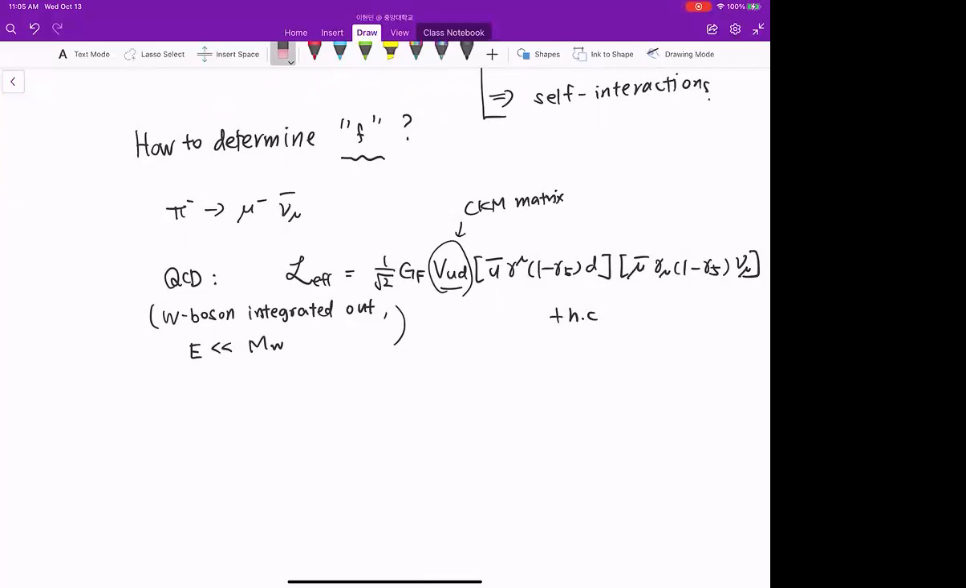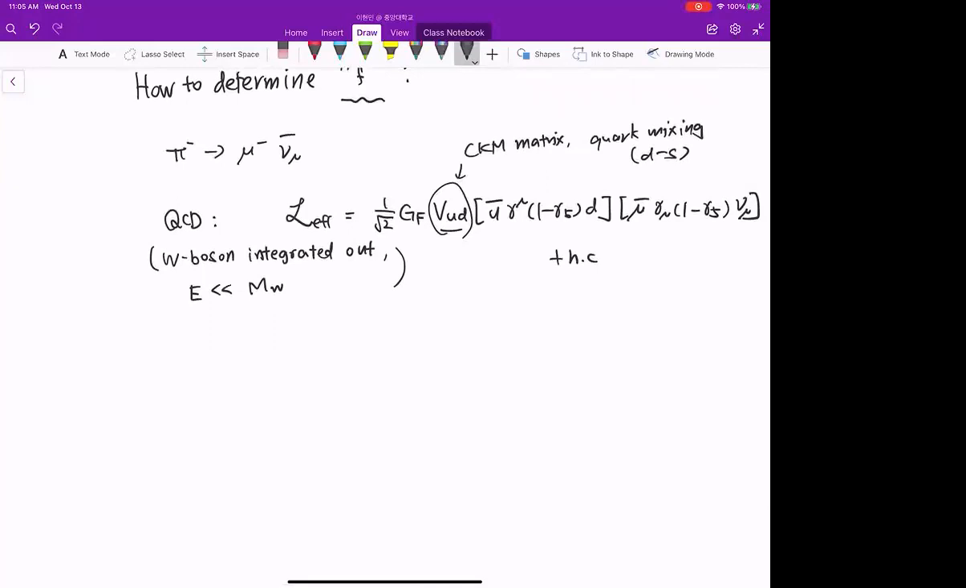So the down type quark, down quark and strange quark mixing. So this is the effective Lagrangian, but here, as I said, when we want to describe this decay mode, the quarks are not the good degrees of freedom because they are interacting strongly and then they form bound states.